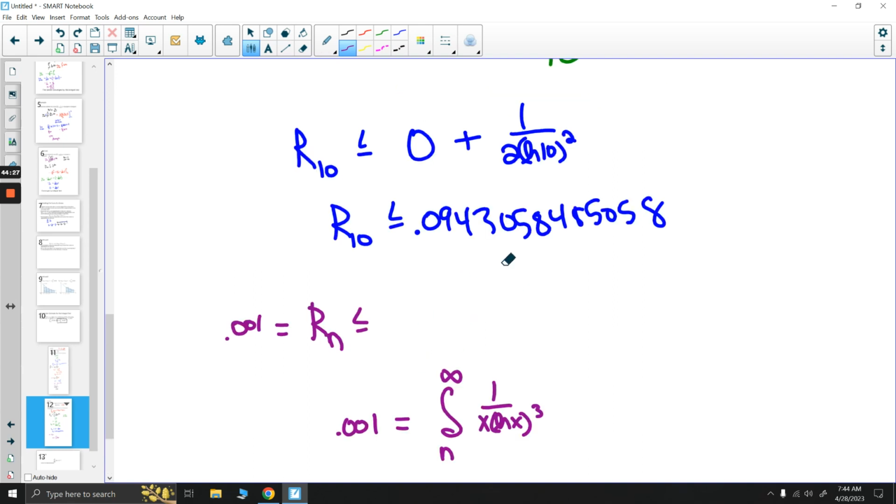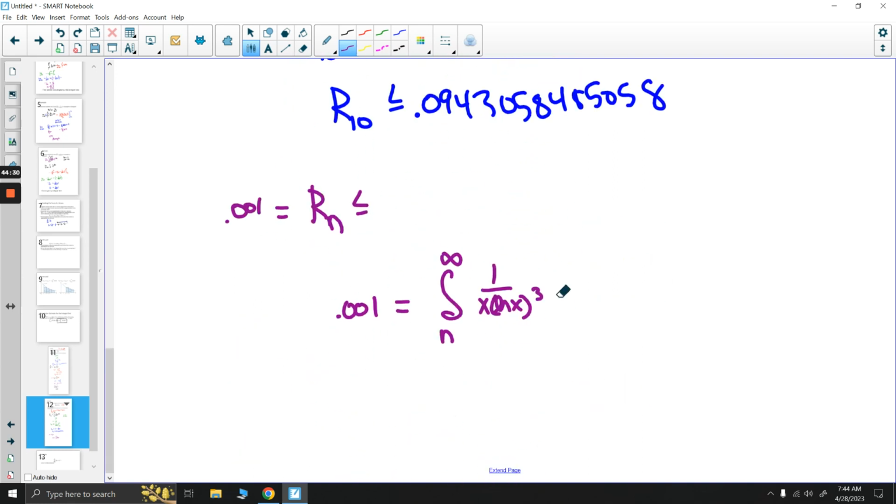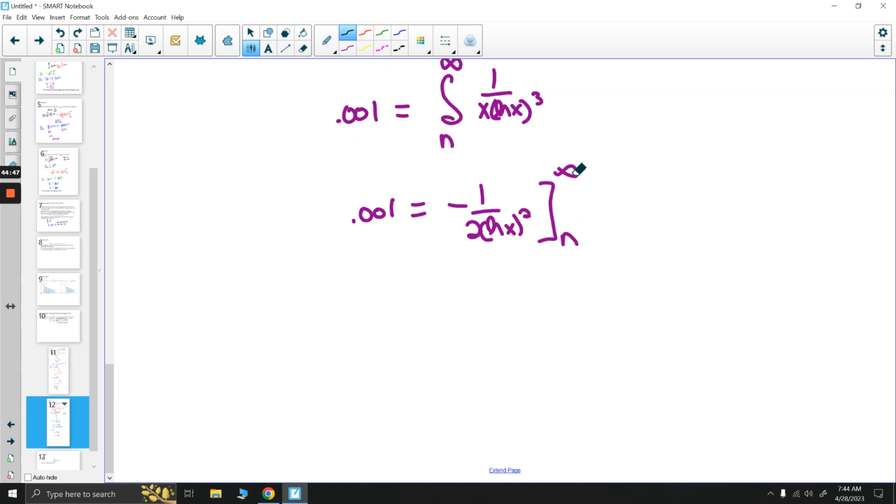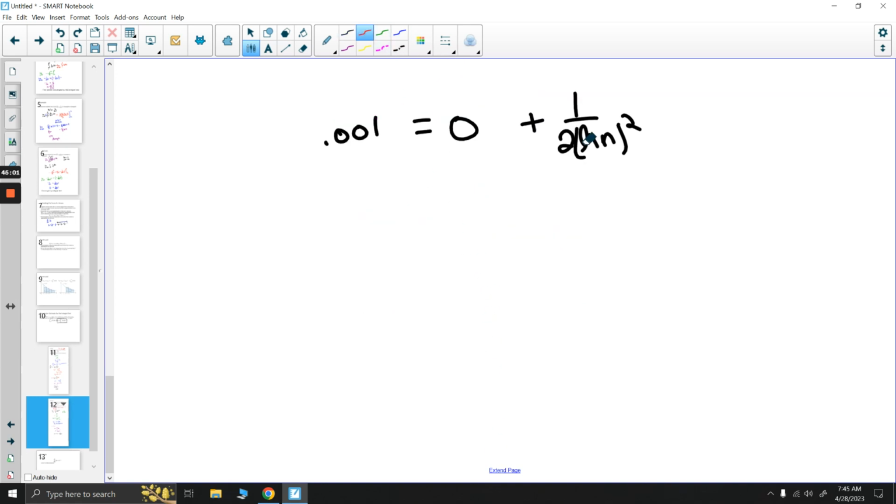Okay, so we've already integrated this thing. We can just go back to this statement, basically. So that is to say 0.001 is equal to negative 1 over 2 natural log x squared from infinity to n. So plugging in infinity, that goes to 0, minus a negative is plus 1 over 2 natural log of n squared, and this is 0.001. Okay, so we have to solve this statement. 0.001 is equal to 1 over 2 natural log n squared.